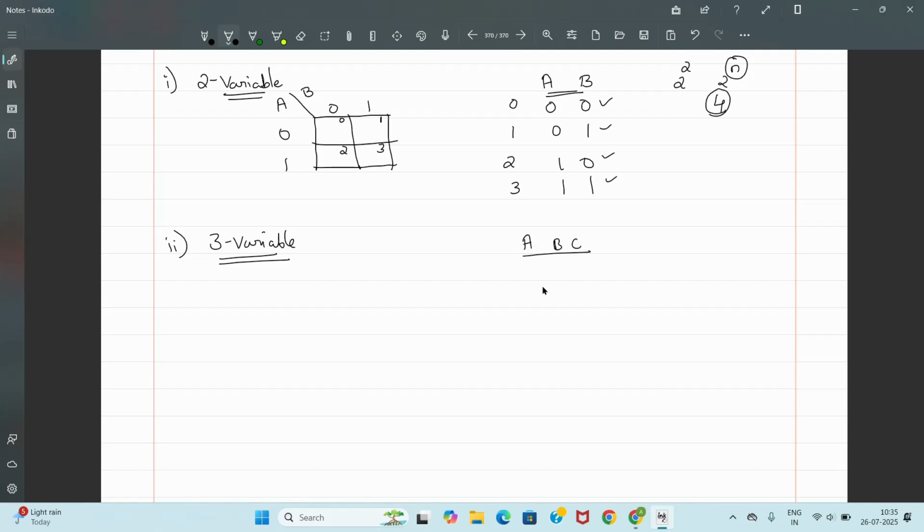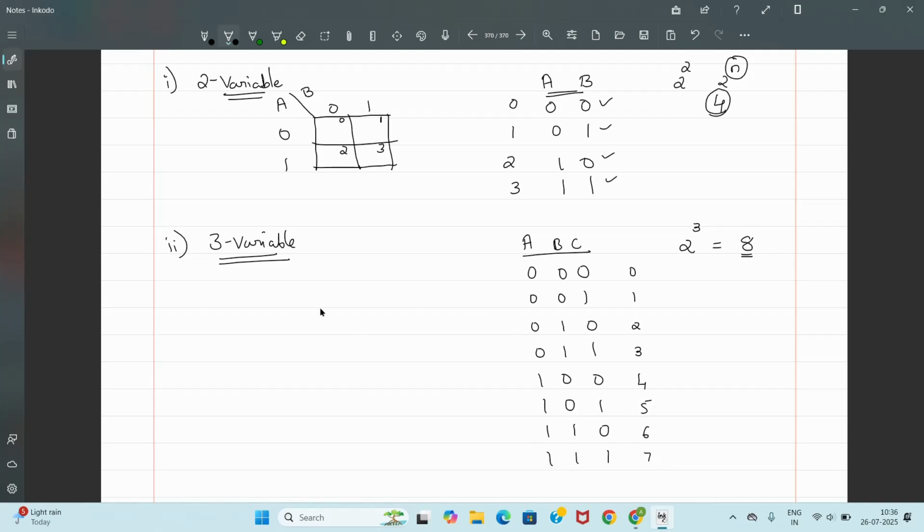In the three variable case, you have three inputs. So 2 to the power 3 means you will have 8 combinations in binary, starting from all zeros and ending at all ones: 0 0 0, 0 0 1, 0 1 0, 0 1 1, 1 0 0, and so on up to 1 1 1. In decimal, these are 0, 1, 2, 3, 4, 5, 6, and 7, which means you need 8 boxes to write these 8 numbers.